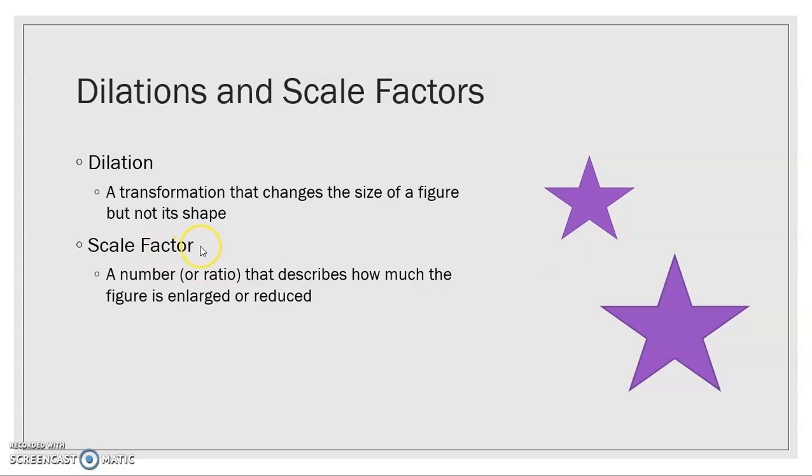Now, the scale factor is a number or ratio that describes how much the figure is enlarged or reduced. So if my original shape was the smaller star, then the new shape is the bigger star, and it's been enlarged. So the scale factor might be 2 if it's twice the size. However, if the original shape was the big star, then the scale factor would be a fraction, like 1/2 or 1/3 or 3/4 to get this smaller star. Let's take a look at an example.